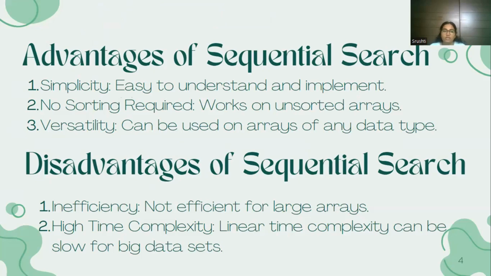Disadvantages of sequential search are inefficiency. It is not efficient for large arrays. In case the array includes more than 20 values, it takes a lot of time. It has high time complexity. Linear time complexity can be slow for big data sets.